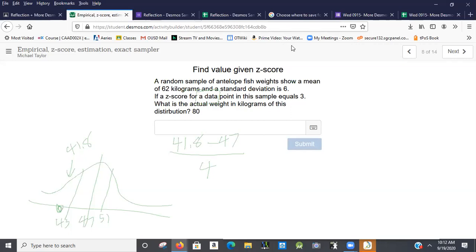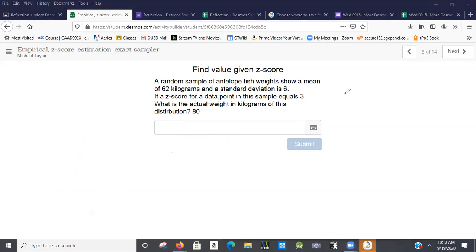Okay, antelope fish, very popular fish. It's up there with tilapia. Let's clear. Okay, they've got a bunch of weights. They are a giant fish. They weigh 62 kilograms on average, and they have a standard deviation of 6.